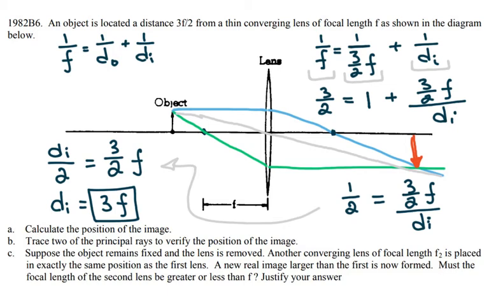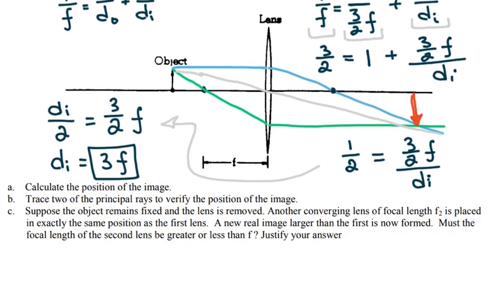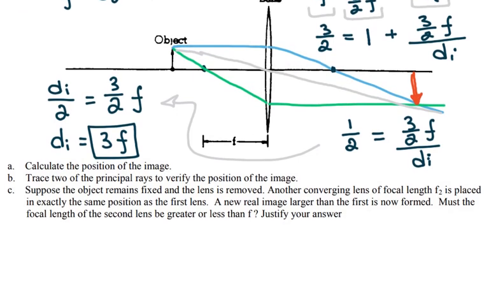And then for the last part, they say that suppose the object remains fixed and the lens is removed. Another converging lens of focal length f2 is placed in exactly the same position as the first lens. The new real image, larger than the first one, is now formed. Must the focal length of the second lens be greater or less than the focal length of the first one, and justify your answer.